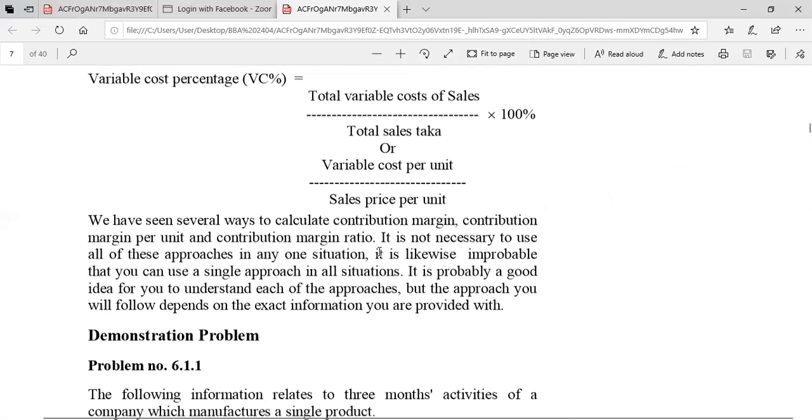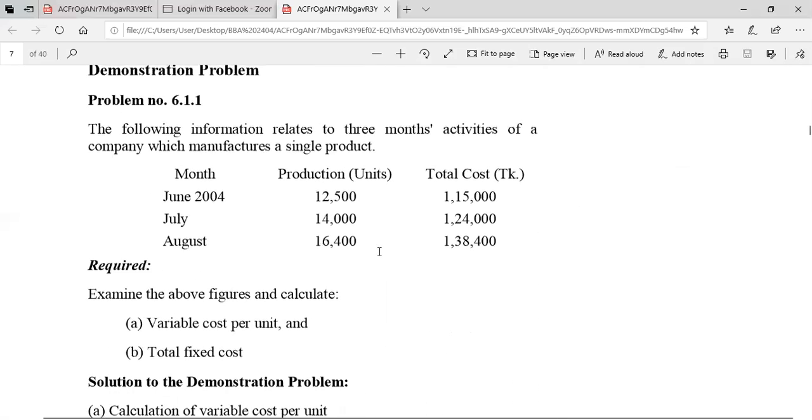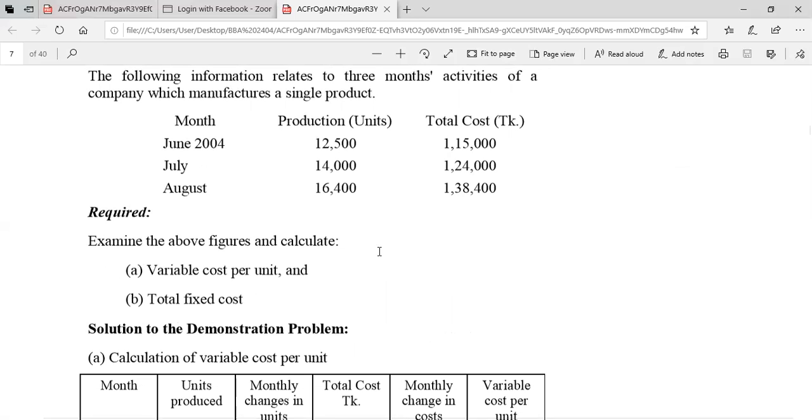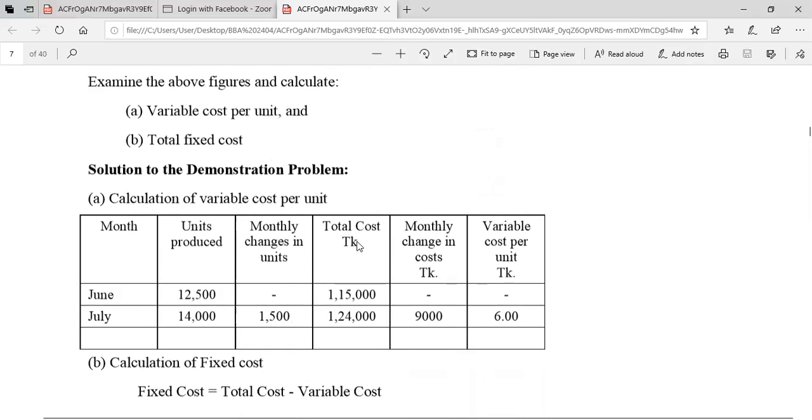Here is an example. The following information relates to the 3 months' activities of a company which manufactures a single product. In June 2004, July and August, production is 12,500 units in June, 14,000 units in July, and 16,400 units in August, and total cost is 1,15,000, 1,24,000, and 1,38,400. Examine the above figures and calculate the variable cost per unit and total fixed cost.